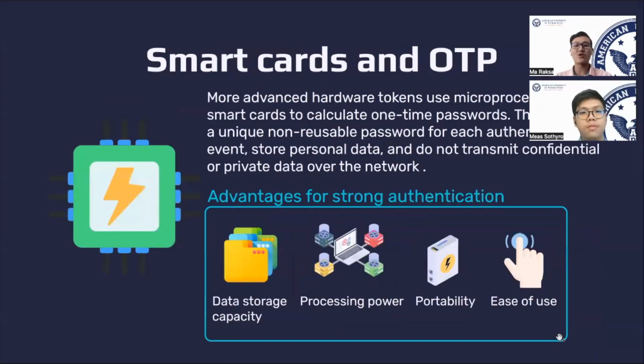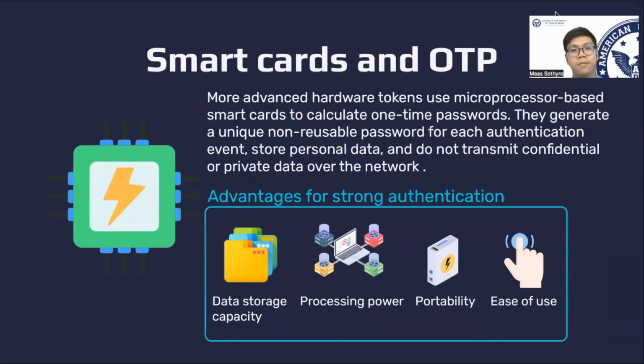Last but not least is the smart card and OTP. It is a more advanced hardware token that uses a microprocessor-based smart card to generate one-time passwords. They generate a unique, non-reusable password for each authentication event, store personal data, and do not transmit confidential private data over the network. Some advantages of this strong authentication are storage capacity, processing power, portability, and ease of use.